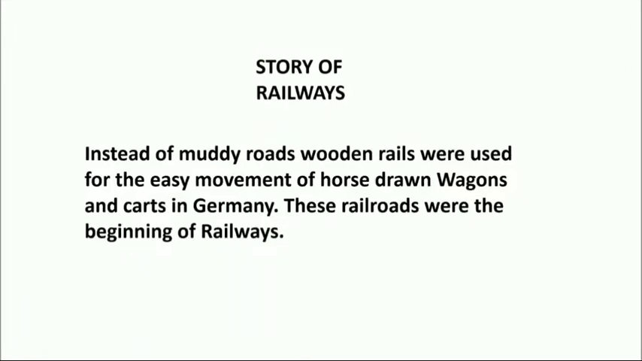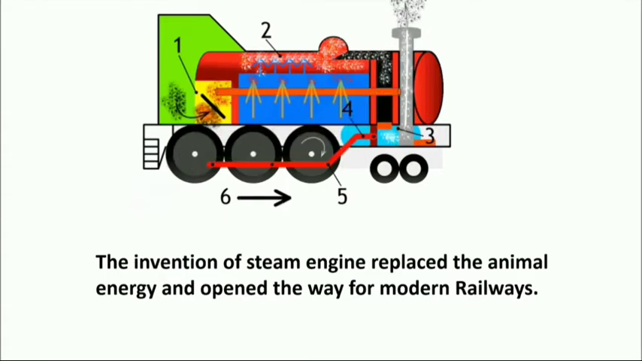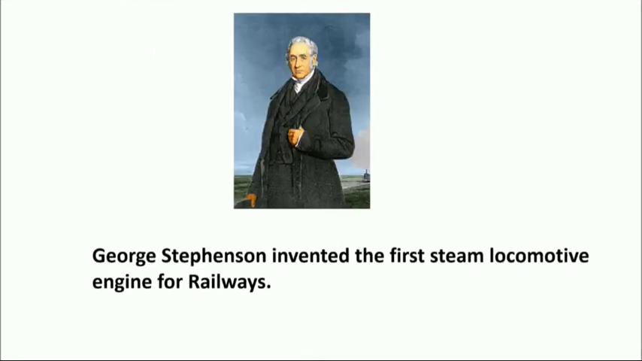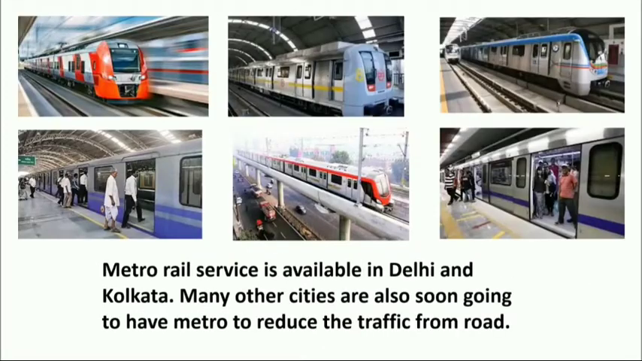Now listen to the story of railways. Instead of muddy roads, wooden rails were used for the easy movement of horse-drawn wagons and carts in Germany. These railroads were the beginning of railways. The invention of the steam engine replaced the animal energy and opened the way for modern railways. George Stephenson invented the first steam locomotive engine for railways.